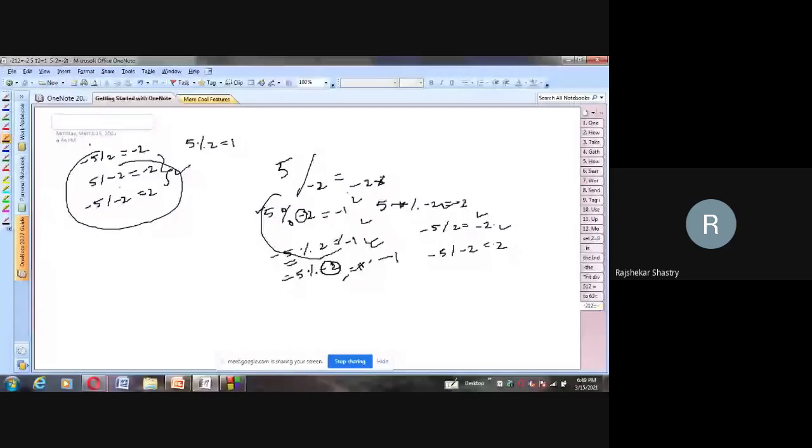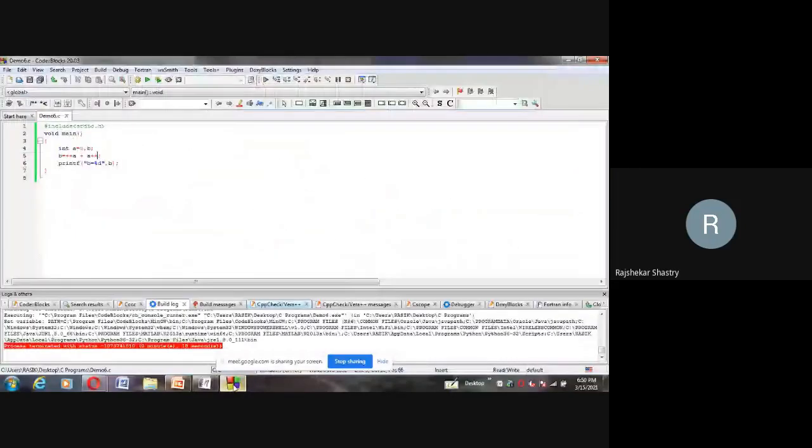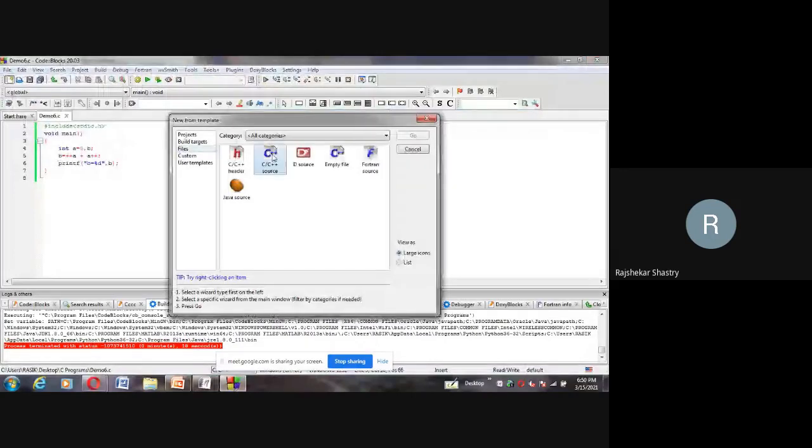And one more caution is that the modular operator is only applicable for integers. Hope that things are clear. Yes, sir, clear. Okay, let me demonstrate this. Here I'm going for a new file of C source type.